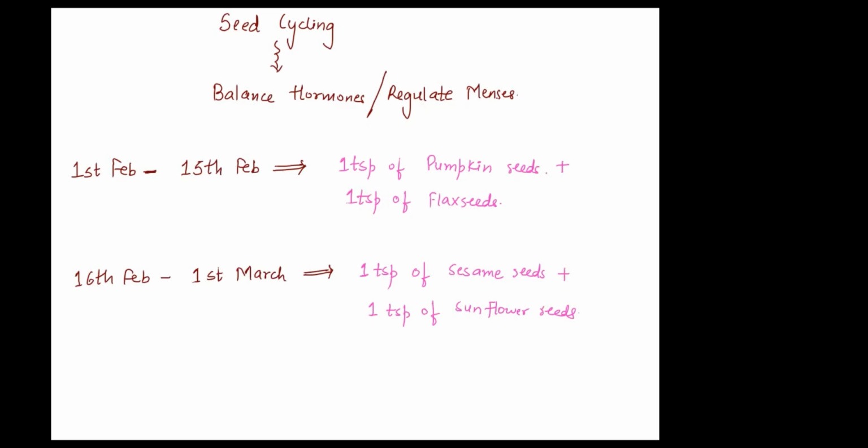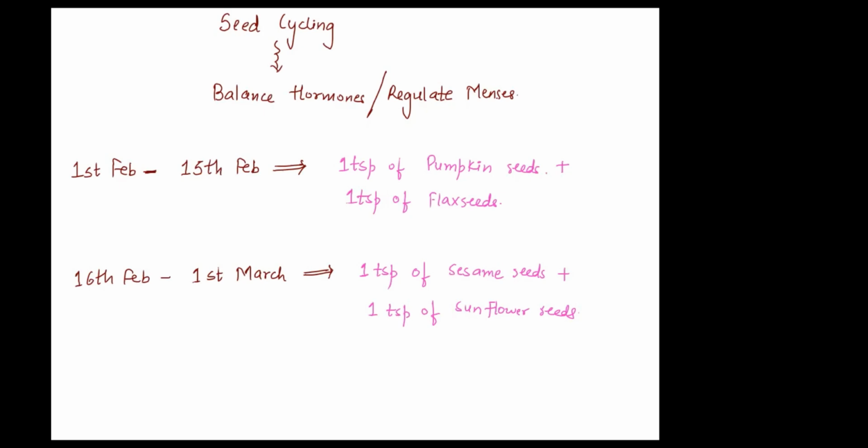From 1st to 14th day of your cycle, you need to consume flax seeds and pumpkin seeds. From 15th to 28th day of your cycle, you need to consume 1 teaspoon of sesame seeds and 1 teaspoon of sunflower seeds. That is how you will be able to regulate your menses. This is one of the remedies I am showing you. Along with that, you need to make sure that you are following a proper diet to regulate the menses and improve the lifestyle. Got it? Anyone has any doubt on this?